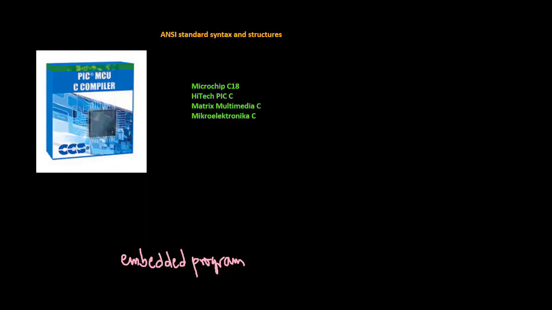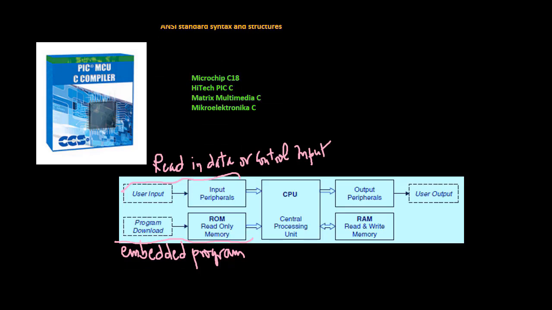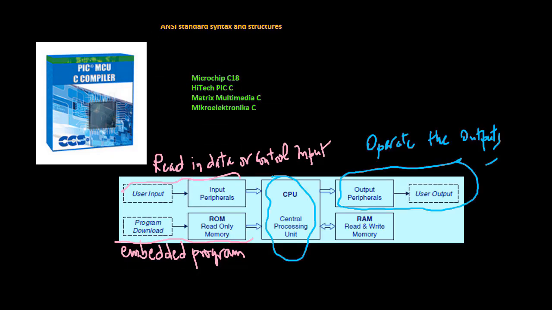The purpose of an embedded program is to read in data or control inputs, process them, and operate the outputs as required. Input from parallel, serial, and analog ports are held in the file registers for temporary storage and processing, and the results are output later on as data or a signal.